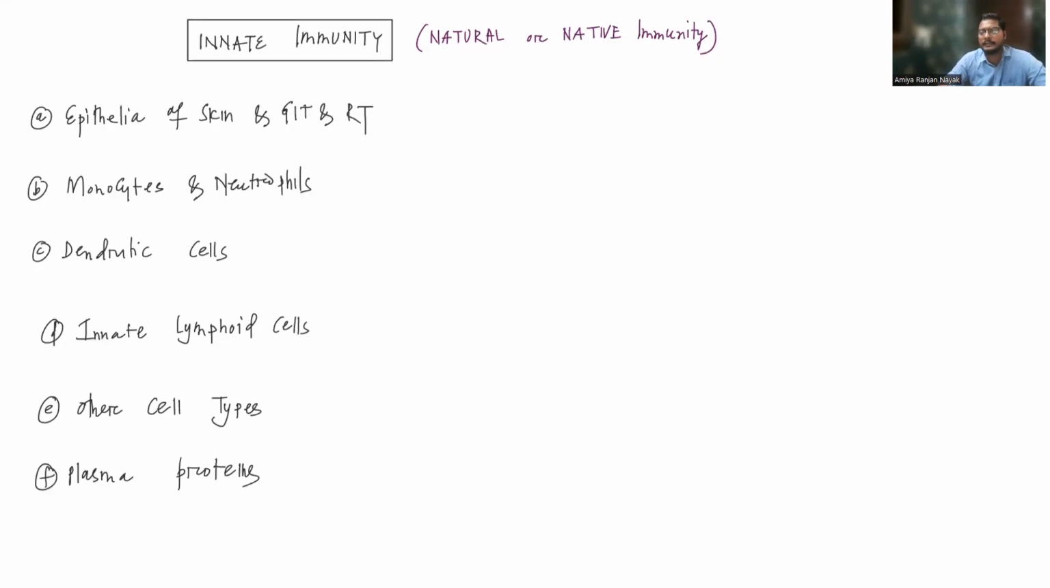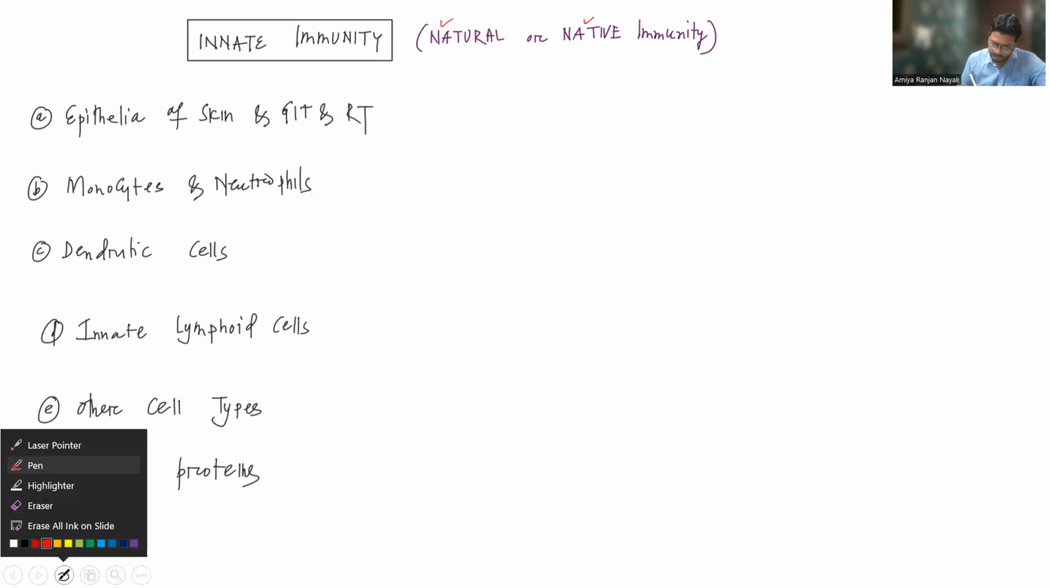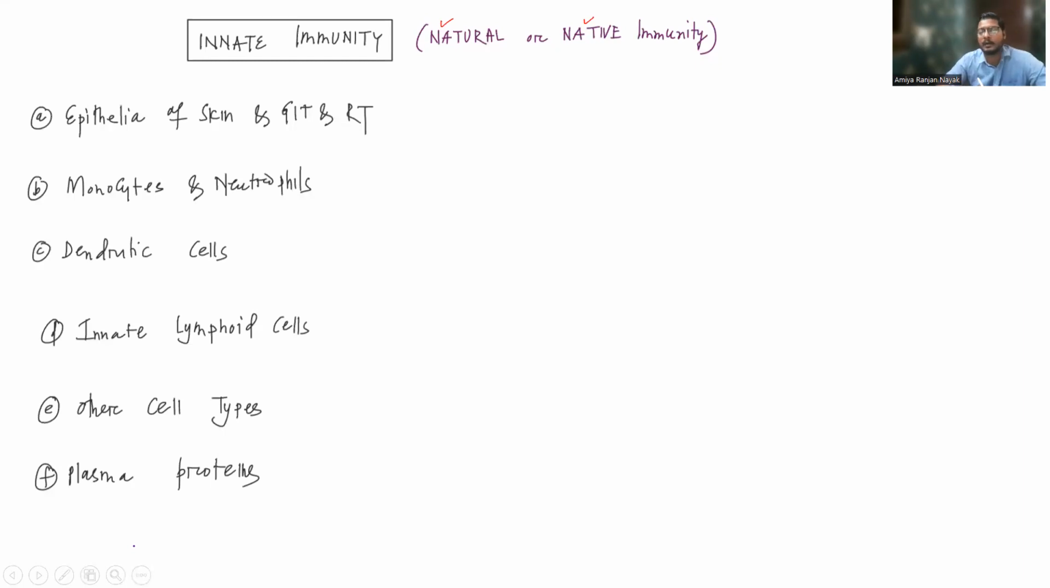Hello everyone. In this lecture, we are going to discuss innate immunity, which is otherwise known as natural immunity or native immunity. That means whenever the body encounters a foreign pathogen or a foreign antigen, innate immunity is going to provide the first line of defense.